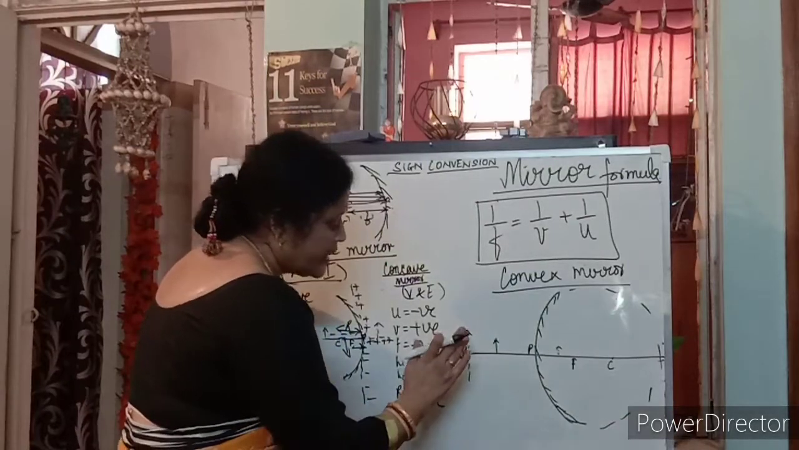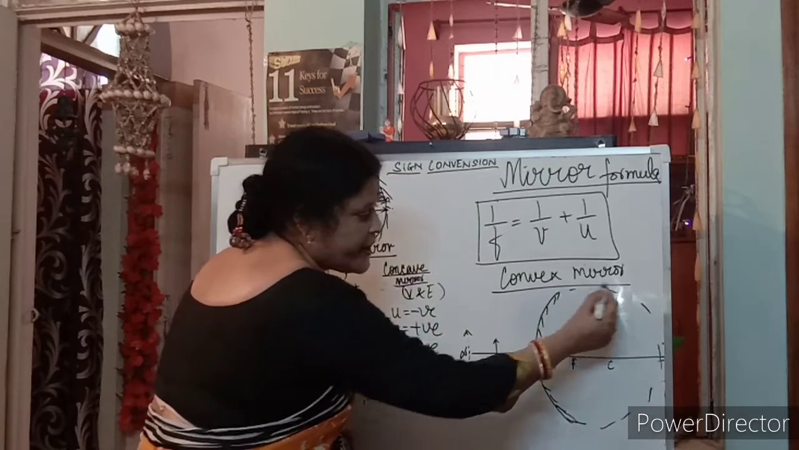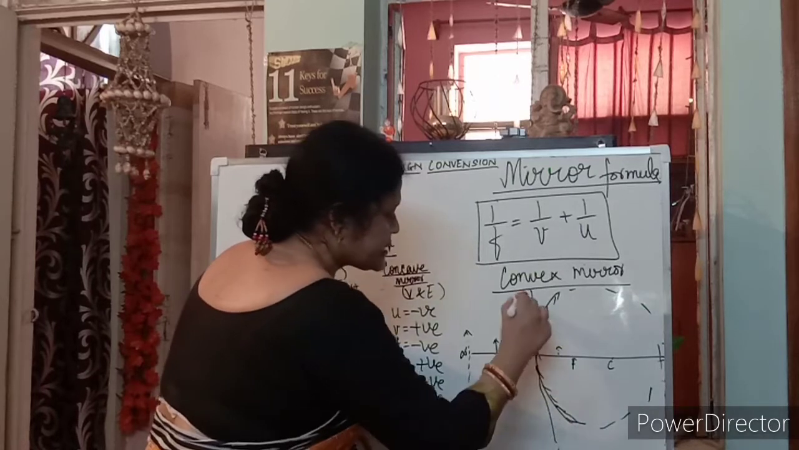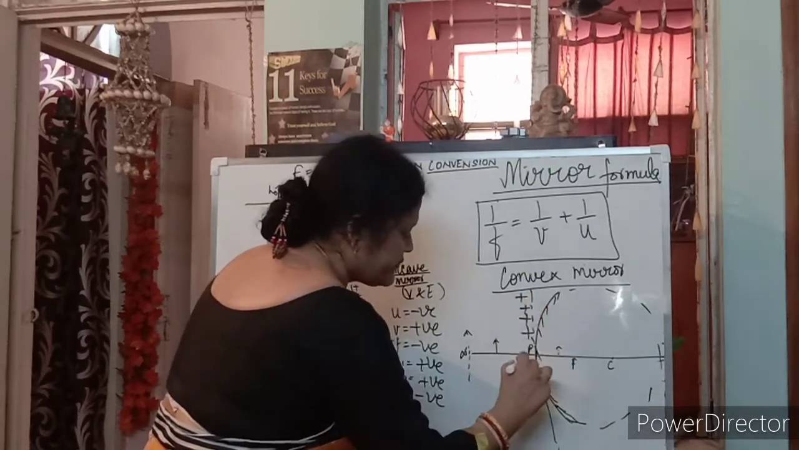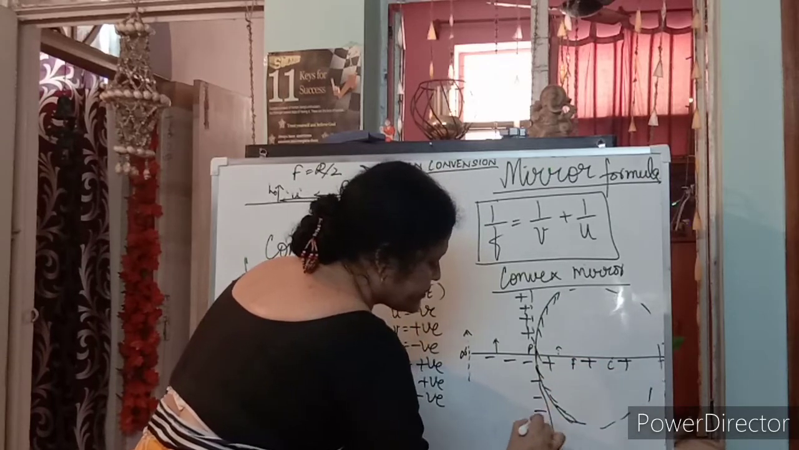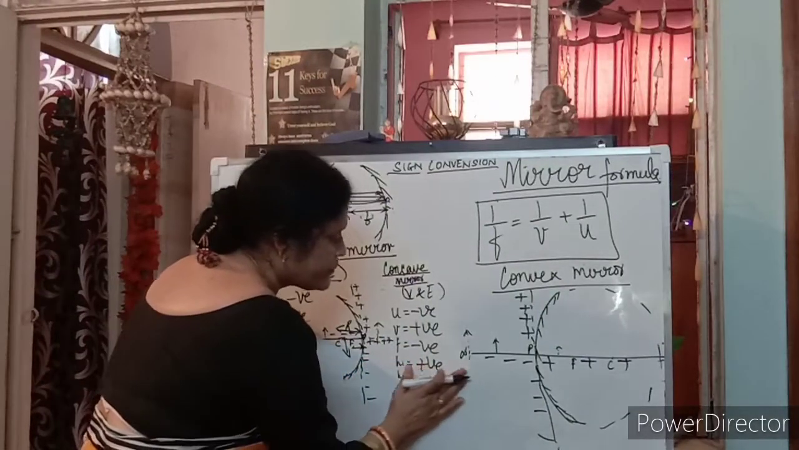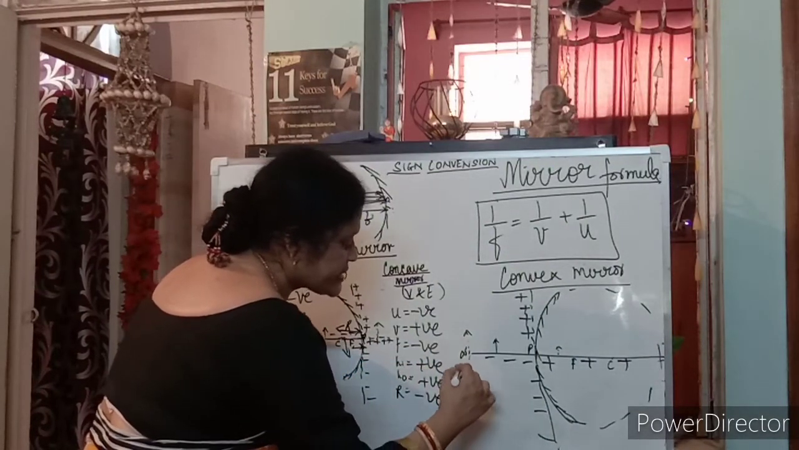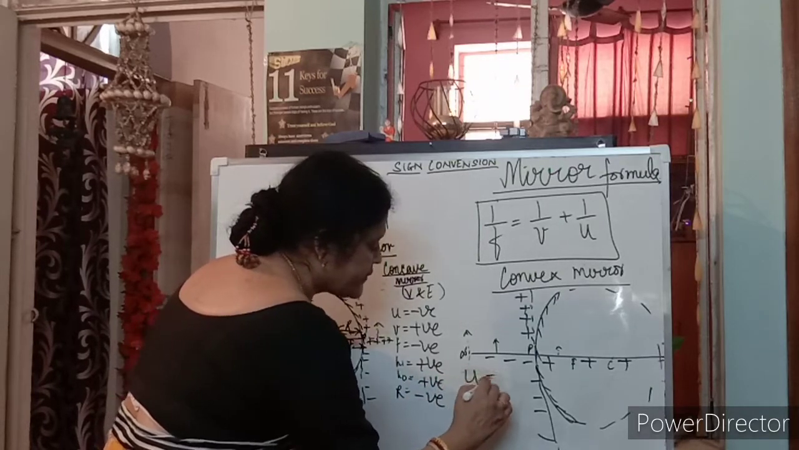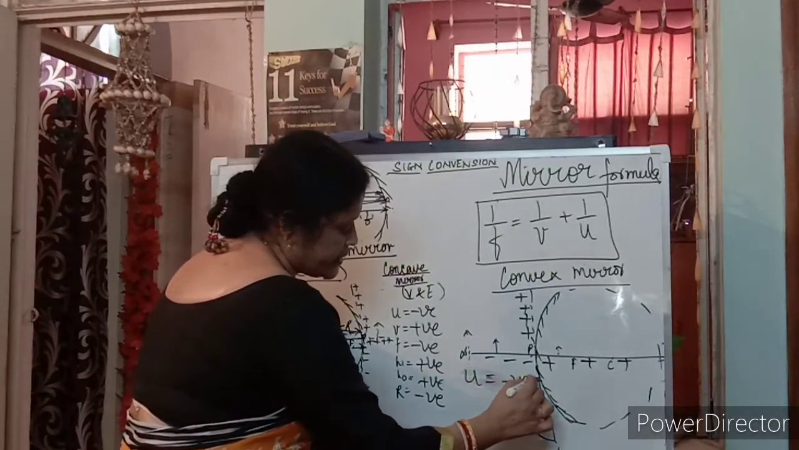Okay, now if I am talking about convex mirror, the sphere is towards the right side. So positive, positive, negative, negative, positive towards the right side, and negative on the other. Right? So, shall I start? Now, where is the object kept? Object is always towards the negative side, between pole and infinity. So this is negative.